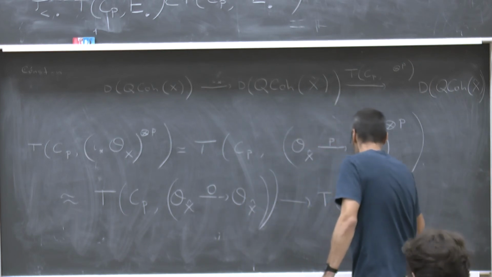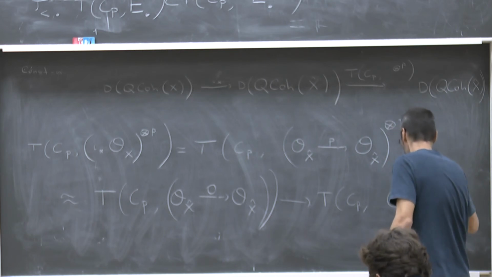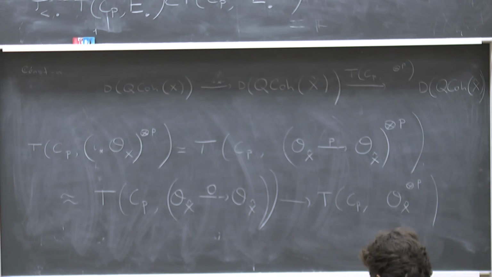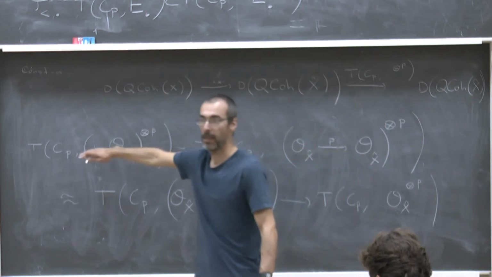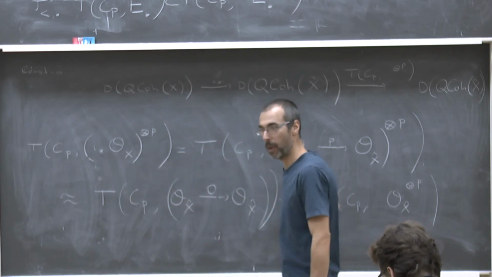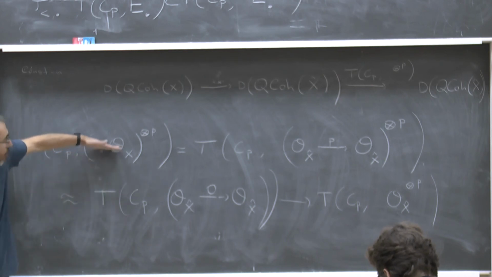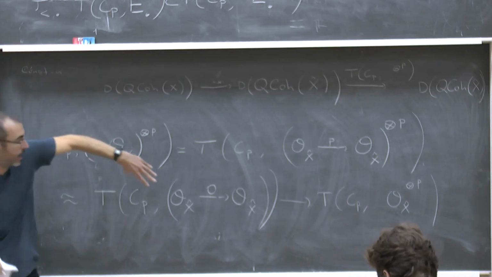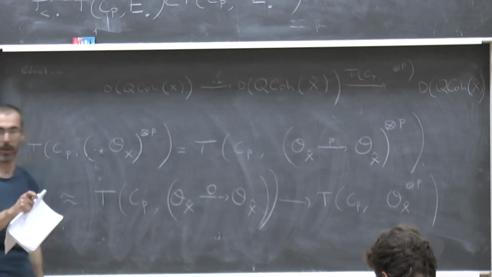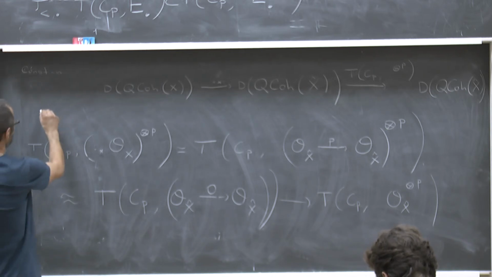So Cp, O_X hat P tensor power, which is of course do nothing. So all I need is the existence of this map. But it's not so easy because I need the existence of this map as a map of algebras. This is an algebra object. This is also an algebra object. So I want a map of algebras, a homomorphism of algebras. And then my construction is very simple.